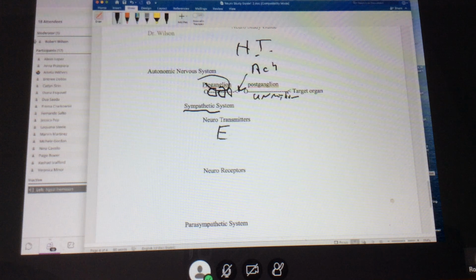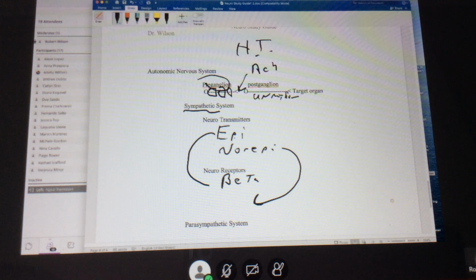Epinephrine and norepinephrine. And remember that epinephrine is going to stimulate your betas, and norepinephrine is going to stimulate alphas. Now remember, betas, you have 1s, 2s, and 3s. 1 is excitatory, 2 is inhibitory. So 1 would cause constriction, 2 would cause dilatation.